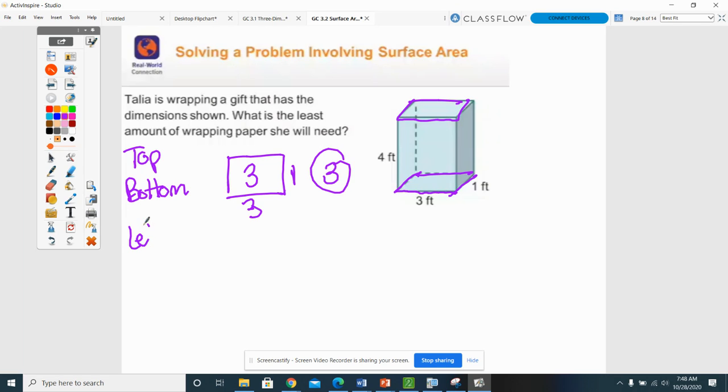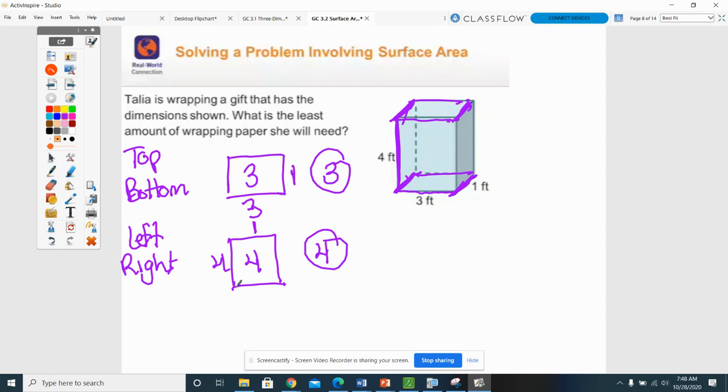Now let's look at the left and the right, because those will be the same as well. The left and the right are a little bit taller, maybe. Okay, so what are the labels? Well, this one is 4. This one doesn't have a label, but doesn't this have to be the same as this over here? Yes, so that's 4 by 1, which is 4. But we know the right is the exact same, so there's another 4.